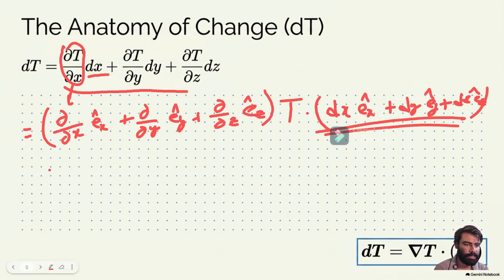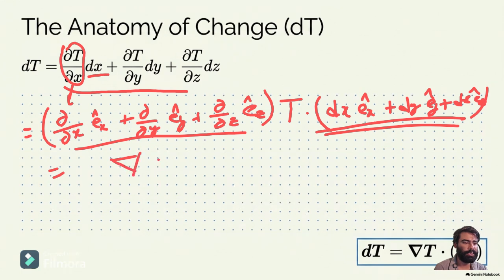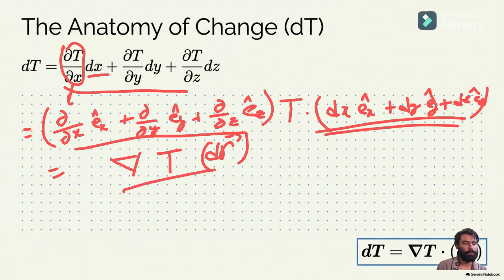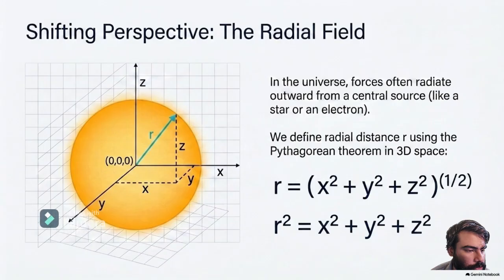So this is dr, and we can write these things using del, which we call the gradient. The change of temperature will be the gradient of T multiplied, as a dot product, with dr. That is the small change of the temperature.